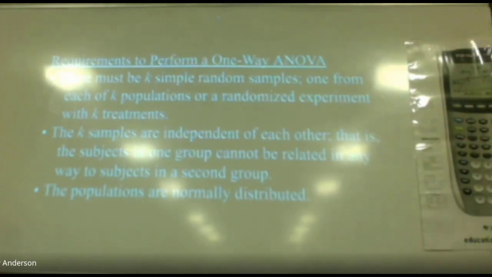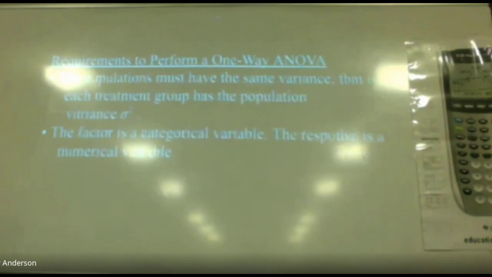The populations have to be normally distributed. The populations must have the same variance. And there's a rule that we use to figure that out. It doesn't mean that they're exactly equal, but they have to be pretty close to each other. That is, each treatment group has a population variance that's basically the same.